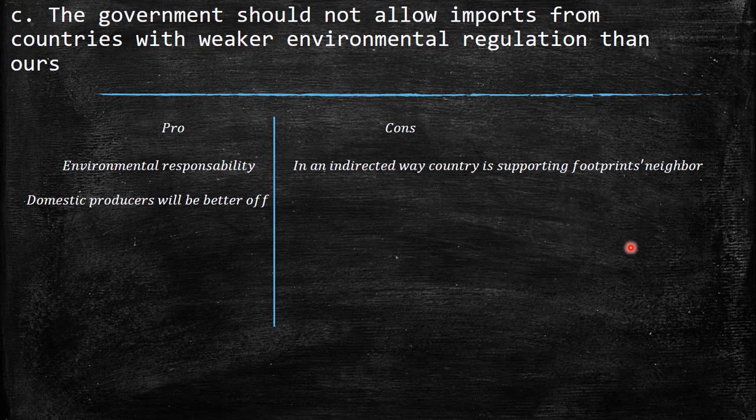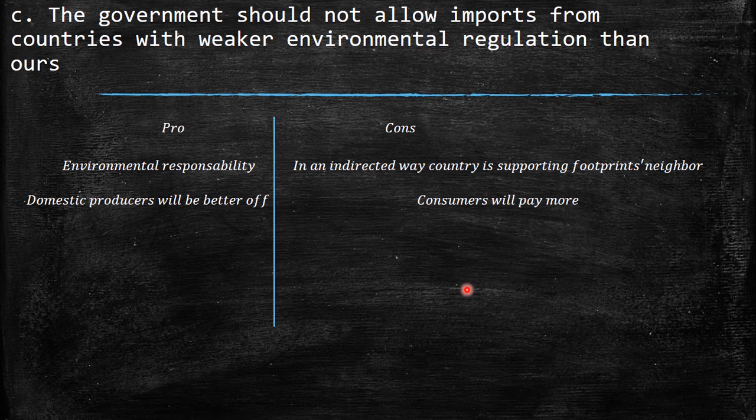So it's supporting pollution, it's supporting environmental problems. So it could be a good way to say that this is better. Actually, it has to be two. This was cons, right? So you can have here a pro. So they are not supporting footprints neighbor.